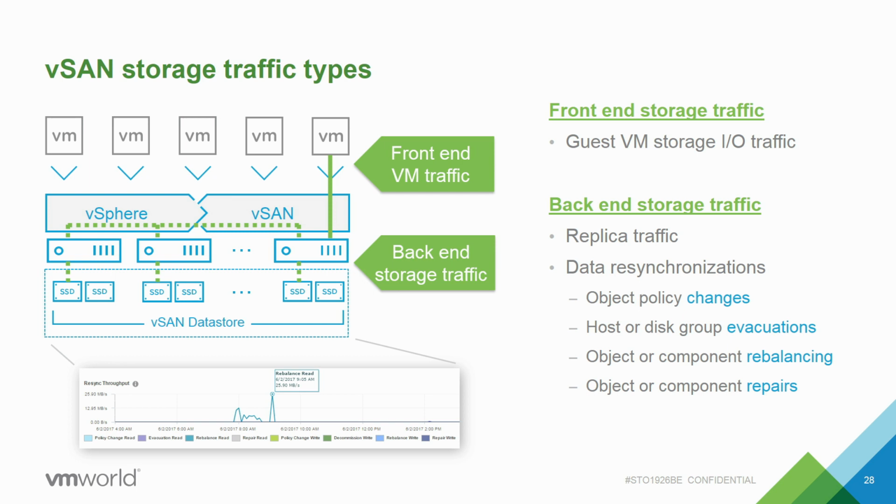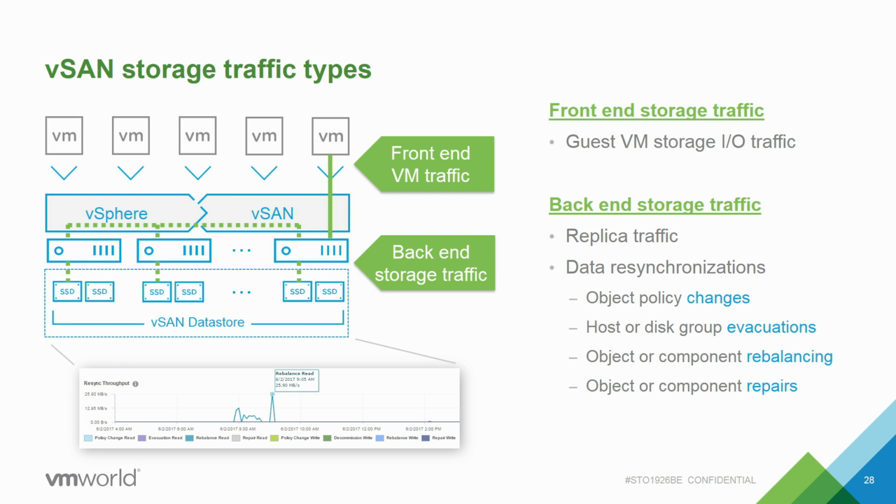If you are doing a mirror in the classic sense, that one write on the front-end VM would be a single I/O, but on the back end it would be 2 I/Os. And if you had a failure to tolerate of 3, then it would be 3 I/Os. So you have the write amplification that would typically occur, whether it be vSAN or any other storage system.